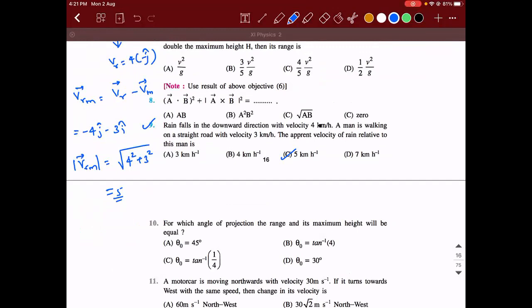Okay. Now do the 10th one and tell me fast. For which angle of projection the range and its maximum height will be equal? These are all 1 minute problems, guys. I don't know why you're taking so much time. Make it fast.